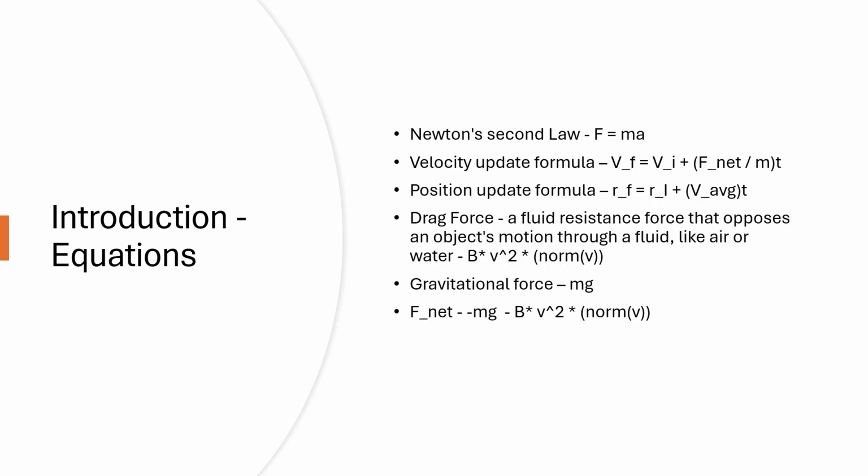Drag force, which is a fluid resistance force that opposes an object's motion through a fluid like air or water, with the equation being negative b times velocity squared times the normal velocity, b being a constant of proportionality, meaning it is dependent on the object's shape and size. Gravitational force, which is mass times gravity, and the net force in my lab is negative mass times gravity, being the gravitational force, minus b times v squared times the normal v, which is the drag force.